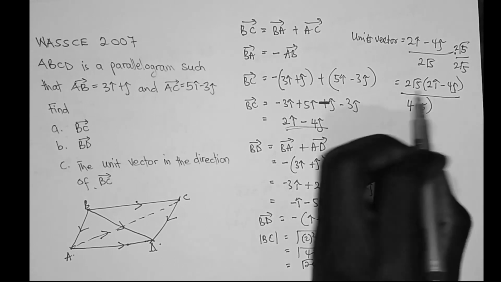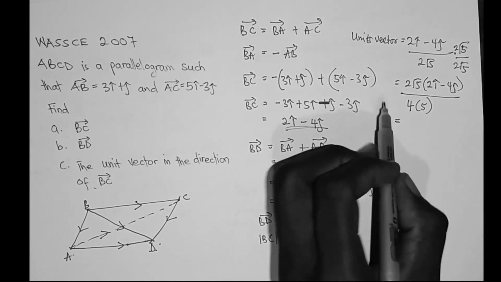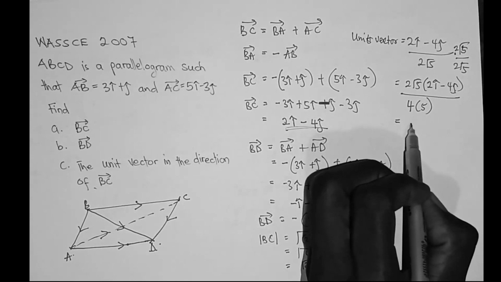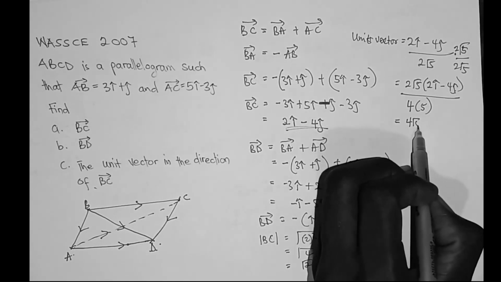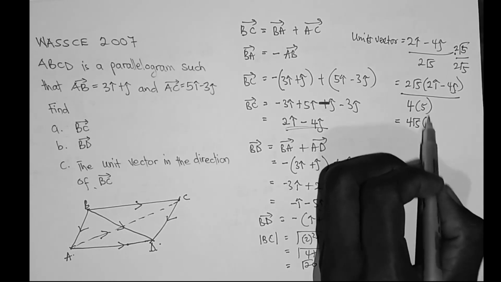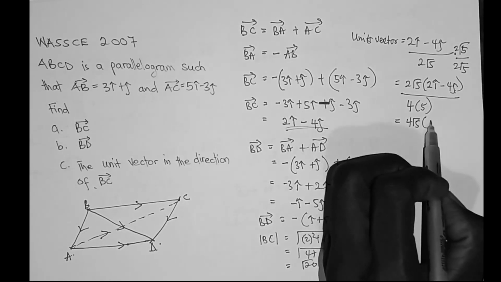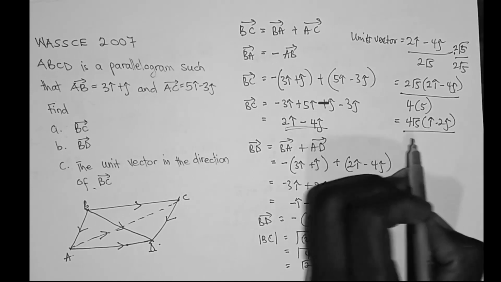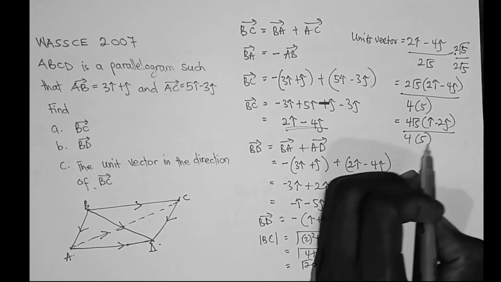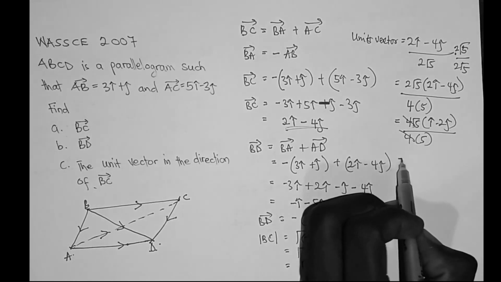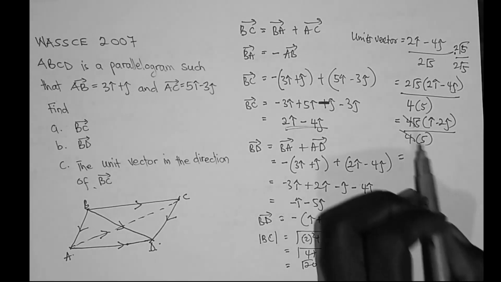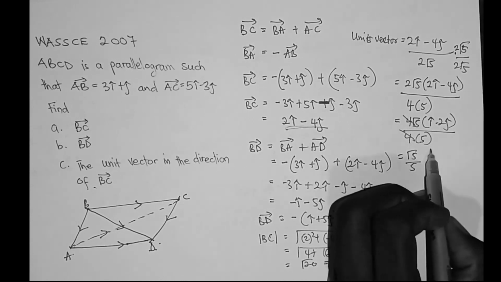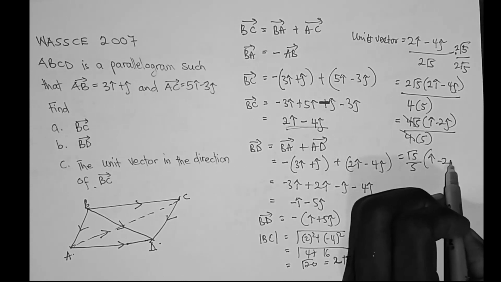So we can factorize 2 out. So this is equal to 2 times the factorized 2 becomes 4 root 5. Then times, since we factorize 2 out, this becomes i minus 2j divided by 4 times 5. So this 4 and 4 cancels out. And this is equal to root 5 over 5 times i minus 2j.